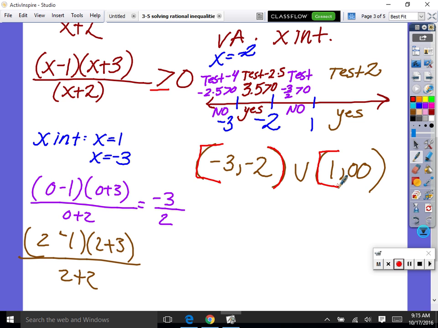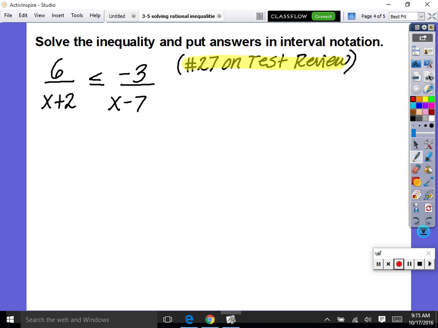Does everybody understand? Okay. Let's do one with the test review, and then I'll just give you the rest of the time to work on the test review. So number 27.